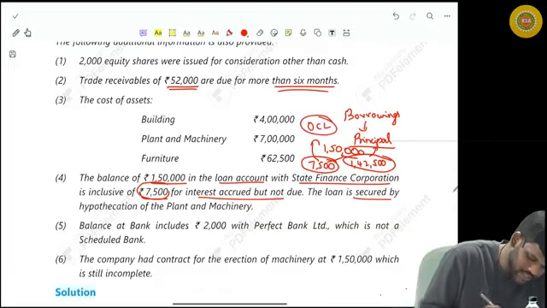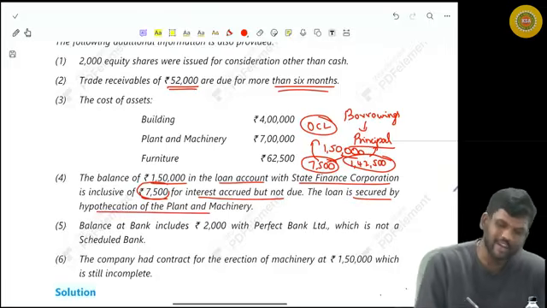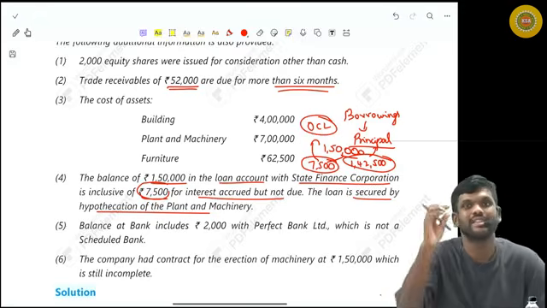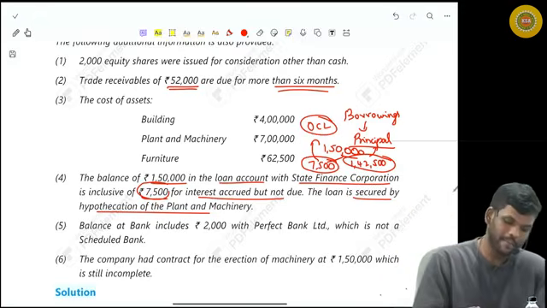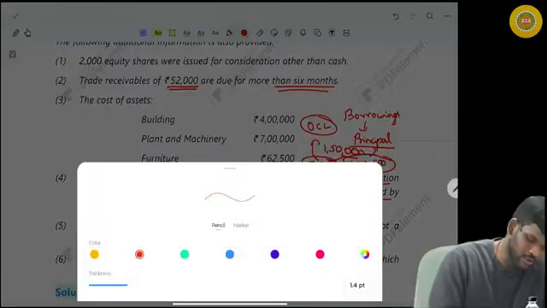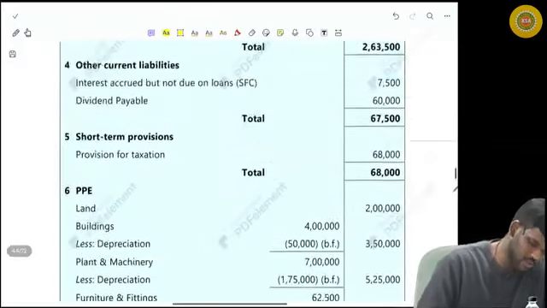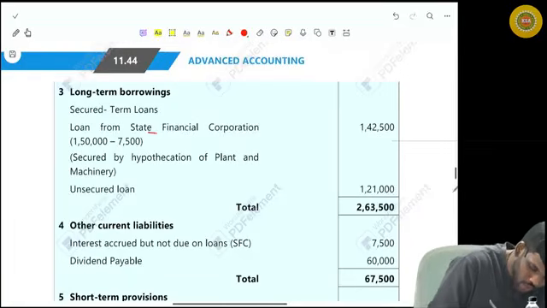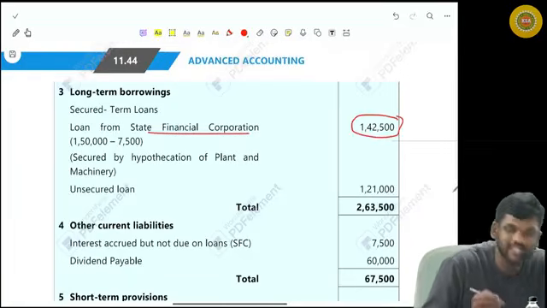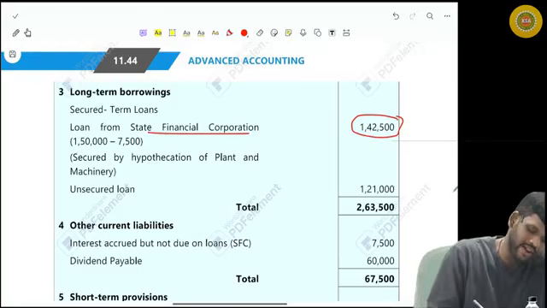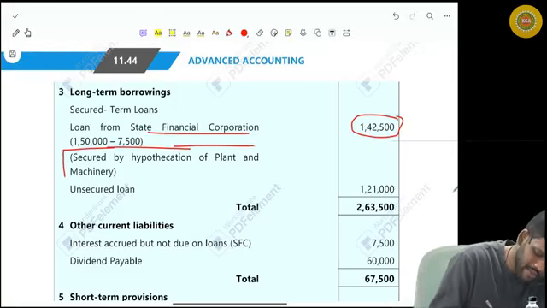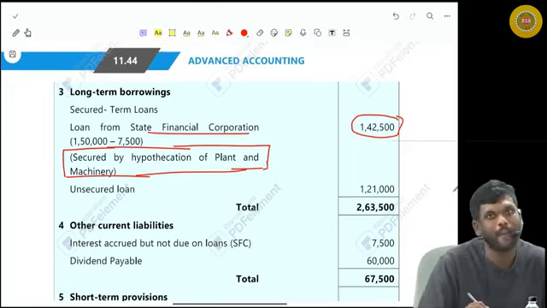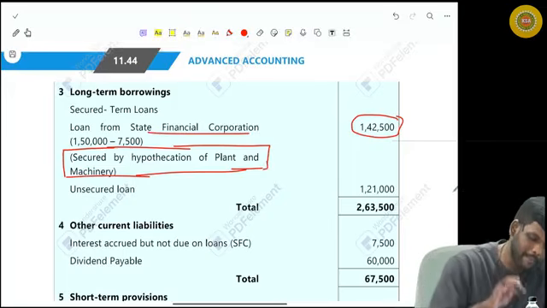And this loan also is secured by hypothecation of plant and machinery. So when you're writing under borrowings 1,42,500, you have to write in the bracket, this is secured by hypothecation of plant and machinery. Sir, can you show me in the answer? Let us see in notes to accounts. If you see here, under long-term borrowings, loan from State Financial Corporation, they are showing only the principal part, which is 1,42,500. And then they are also writing within the brackets, it is secured by hypothecation of plant and machinery. So that also should be mentioned.